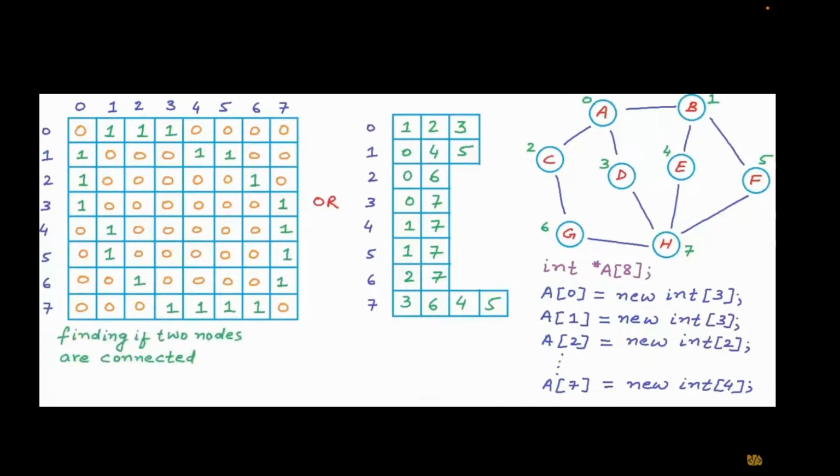What do you think would be the time cost of finding if two nodes are connected or not? We know that it's constant time, or big O of 1, for an adjacency matrix, because if we know the start and end point, we know the cell in which to look for 0 or 1. But in the second structure, we cannot do this. We will have to scan through a row.